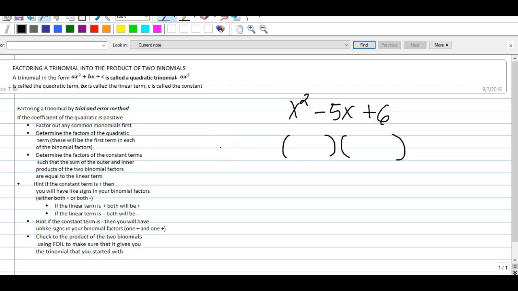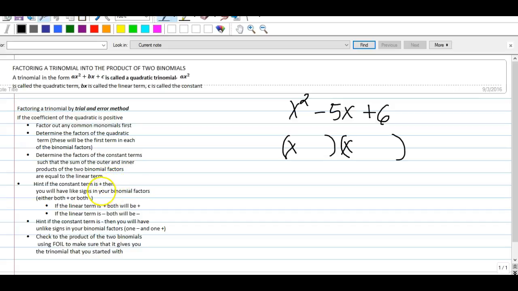So again, before I start, I'm going to check to see if this polynomial contains any common monomial factors, and it does not. So then I begin directly by factoring the quadratic term. And again, the factors of x squared are simply x and x, because x times x is x squared. Then I need to determine the factors of the constant term such that the sum of the outer and inner product of the two binomial factors is equal to the linear term.